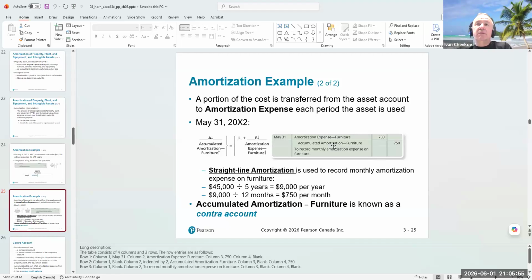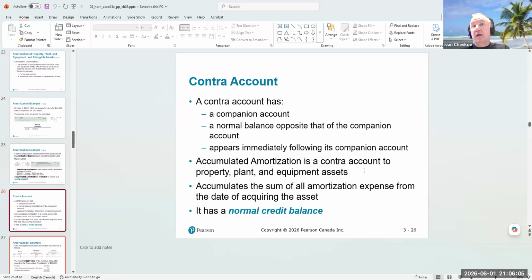Now, accumulated amortization again will be a companion account or contra account to the furniture account. And they're always going to go together. Contra account means they're always going to appear together. They're never going to be separated. Normal balance will be credit, but it's going to be acting on the asset side, and they're going to go only side by side.